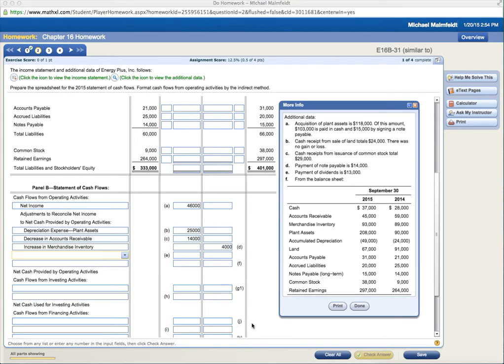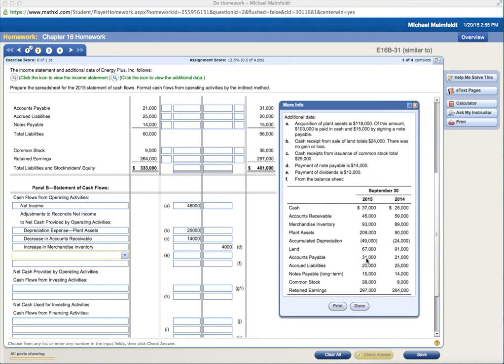So our next drop-down menu here, we see either an increase or a decrease in accounts payable. So we look at our comparative balance sheets, 2014, 21,000, 2015, 31,000. So we're going to have an increase in accounts payable of $10,000. So now what that means is when we recorded whatever transaction occurred to make this accounts payable go up, we basically recognized a $10,000 expense.